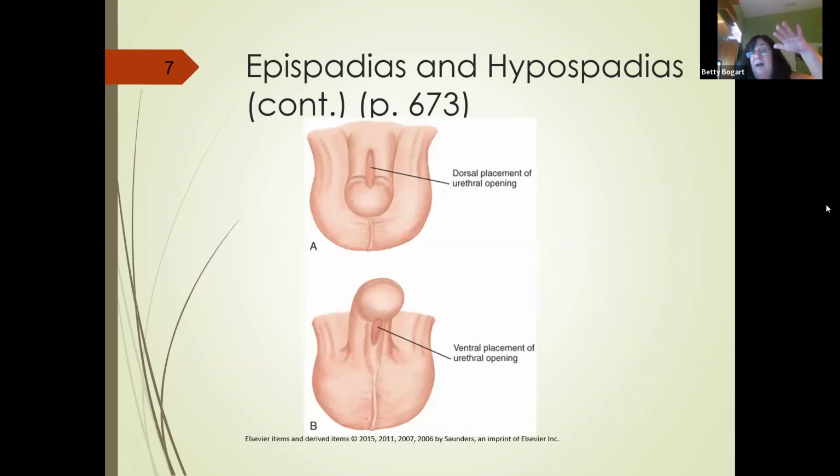So dorsal is on top, ventral is on the bottom of the penis. Sometimes you're going to hear not epispadias or hypospadias. They're going to say on the dorsal portion of the penis, it's the up. We know that's epispadias.